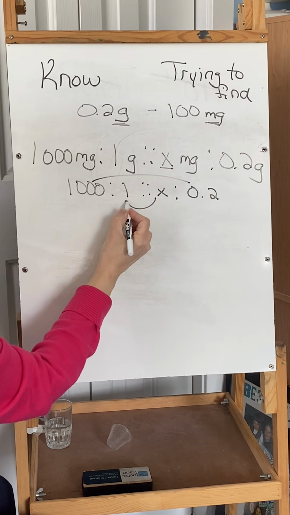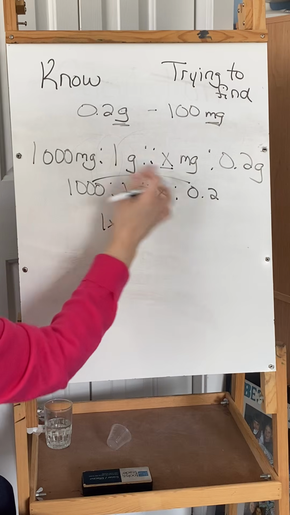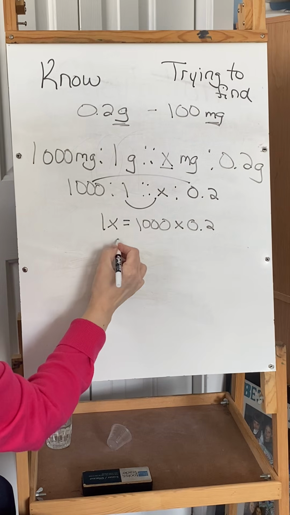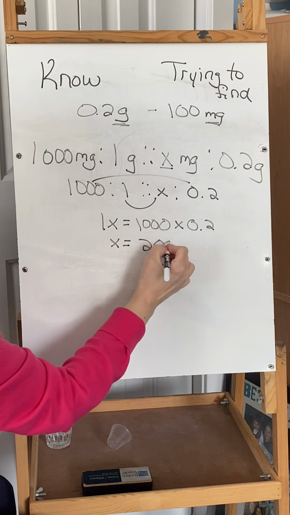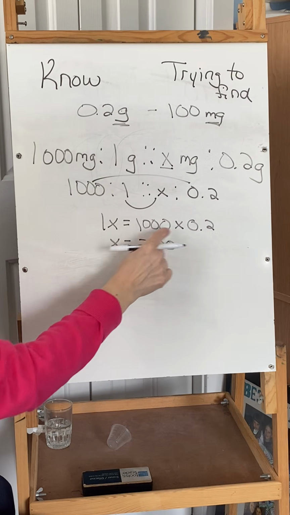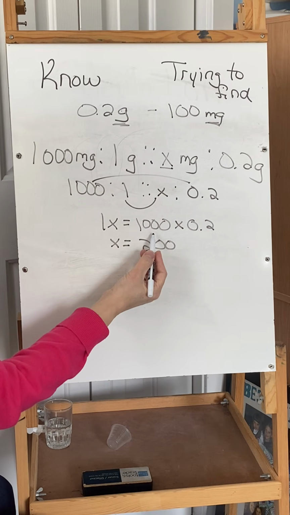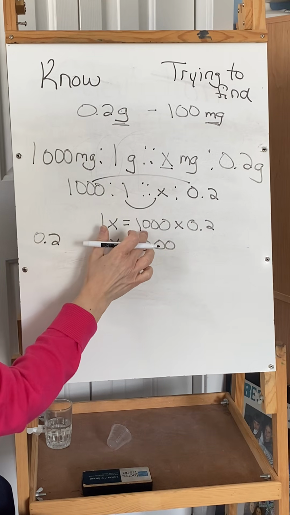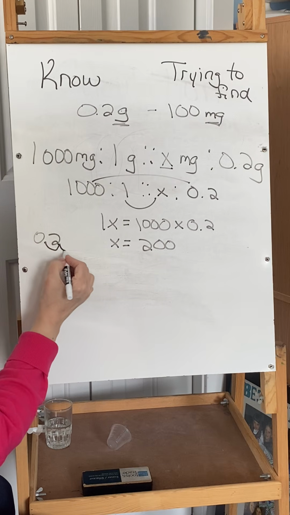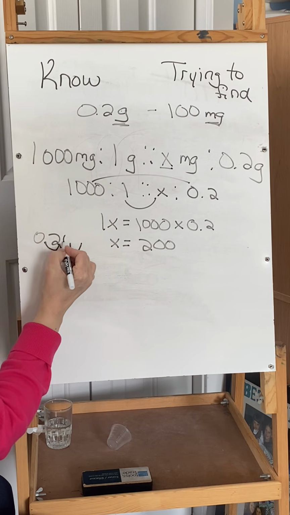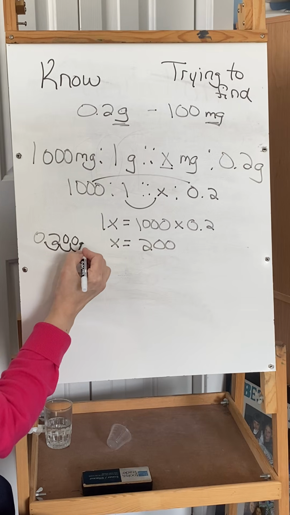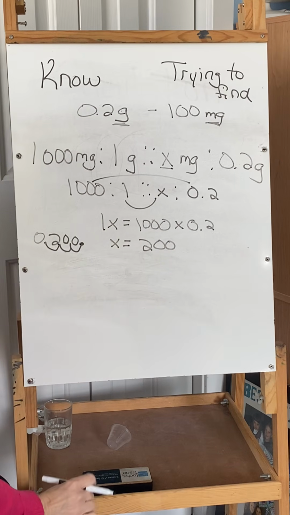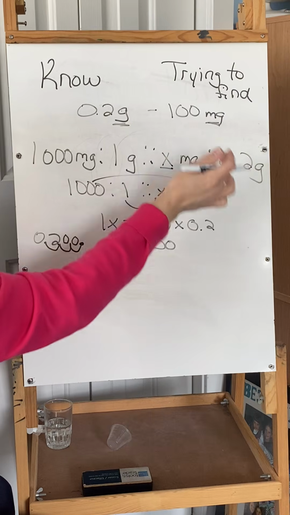Multiply. 1 times X, 1X. Your ends, 1,000 times 0.2. X is equal to 200. You do this out on the calculator. 1,000 times 0.2, or you have 3 zeros, right? You can take 0.2 and move it to the right, the number of zeros you have. 1, 2, 3. Make sure you put in some zeros to hold the place. And now you have 200. Remember, you don't need that one in front of the 200. Okay? 200 milligrams.